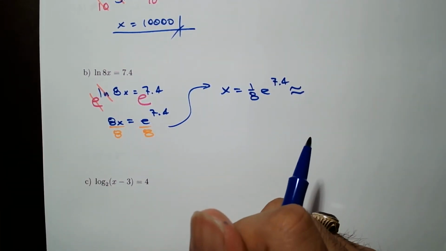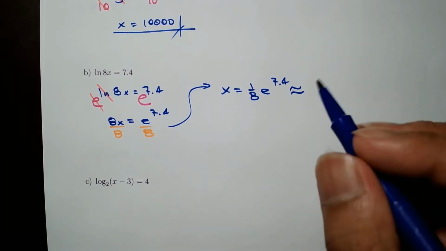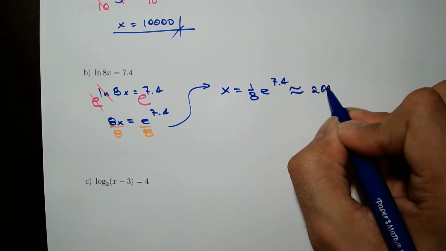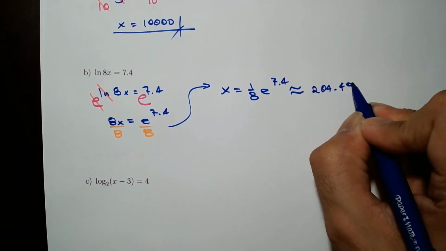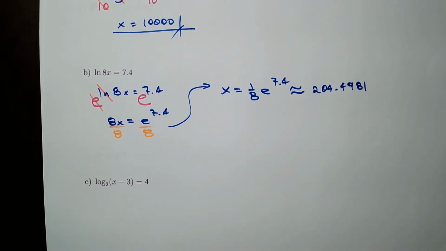However, we need an approximation here as well, which in this case is 204.4981. Right.